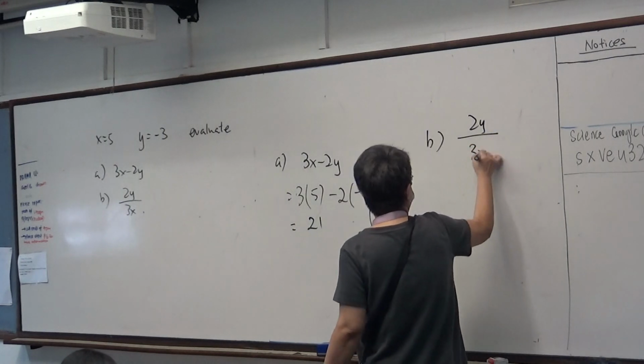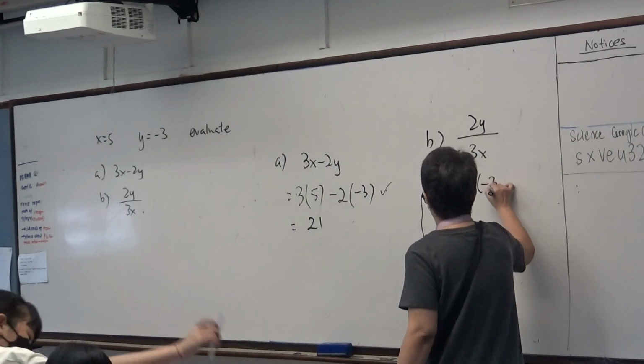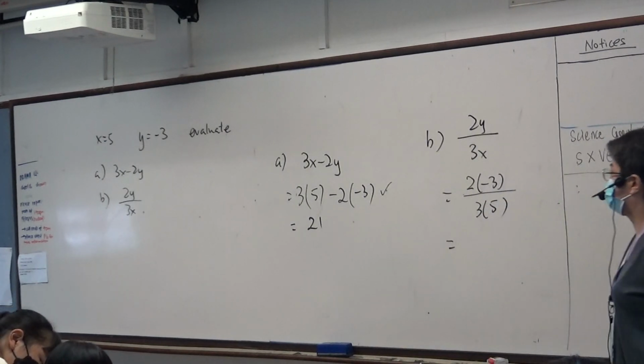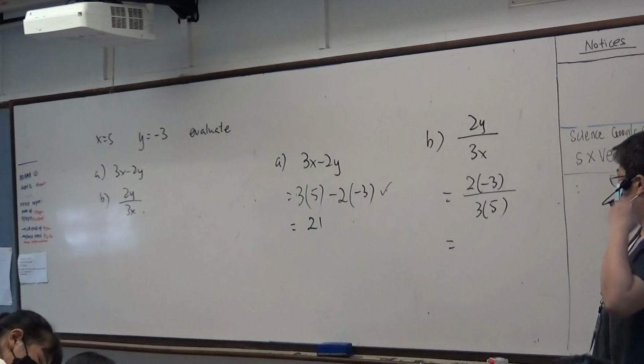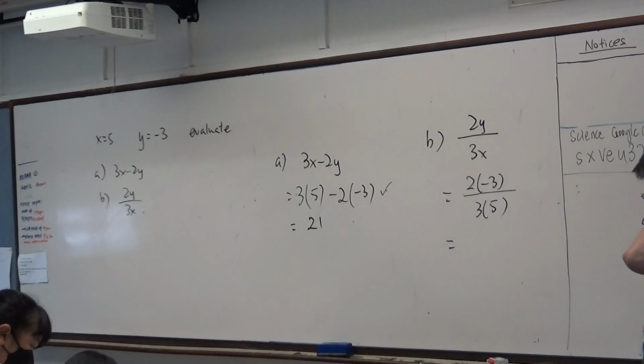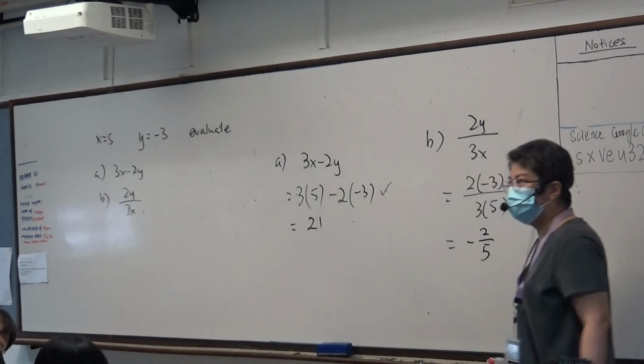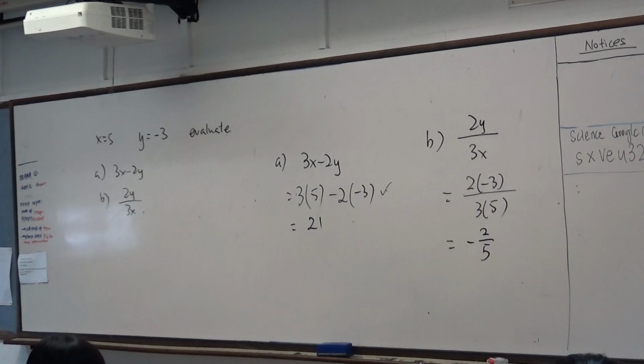2y over 3x will be 2 into negative 3 over 3 into 5, right? Final answer? Negative 2 over 5. Now, if I put negative 0.4, is it okay? The answer is yes, but try to give it in fraction, because in case it's a recurring decimal, it's going to be very difficult.